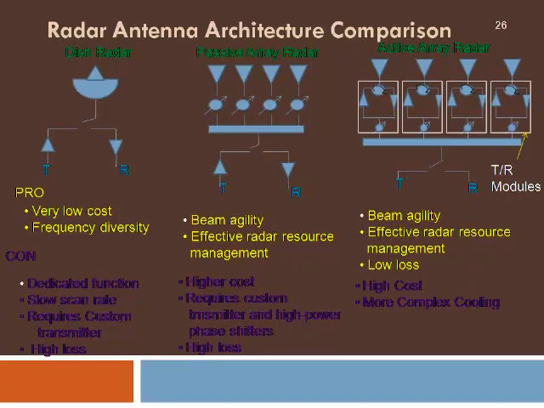The advantage is that it's very low cost and you can have frequency diversity because a dish antenna can operate over a wide band. The demerit of this is a dedicated function. That means if the antenna fails, the entire system must be shut off. Then, as there is mechanical movement to different locations of the scan area, the scan rate is definitely going to be slow, it requires a custom transmitter, and there are going to be high amounts of losses.